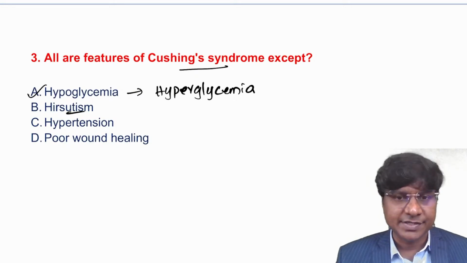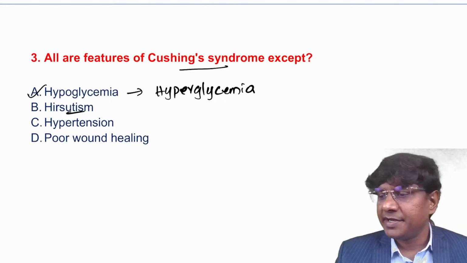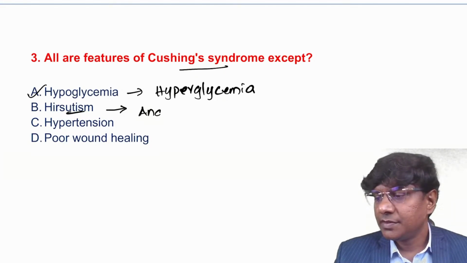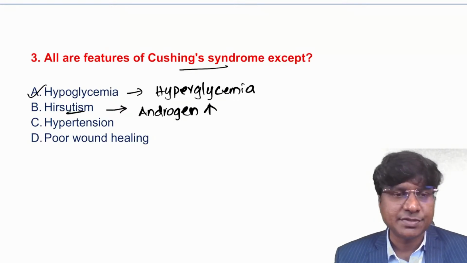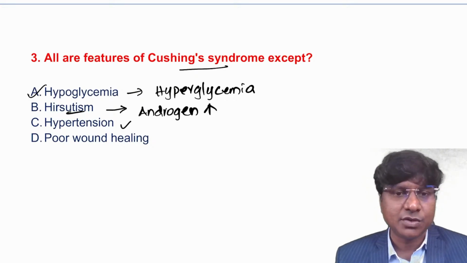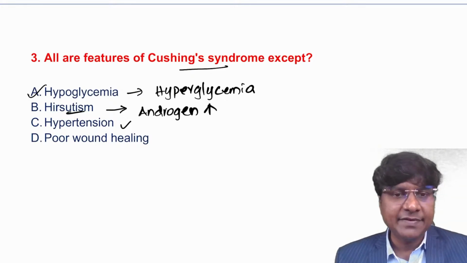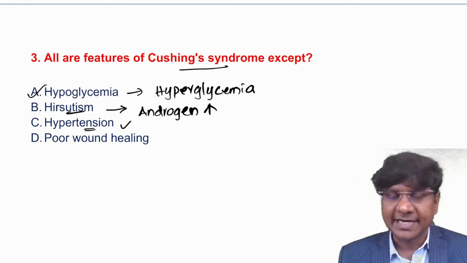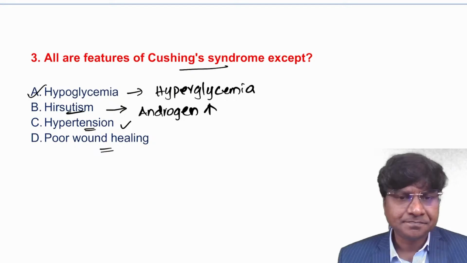And what about hirsutism? Yes, hirsutism is present in patients with Cushing's, and it is often accompanied by androgen excess, right? In patients with Cushing's, there can be androgen excess also, and this androgen excess will be responsible for hirsutism. And what about hypertension? Yes, hypertension is also a feature of Cushing's, right? Why? Because there is elevated glucocorticoids. These elevated glucocorticoids increase the sensitivity to catecholamines, and that will result in hypertension.